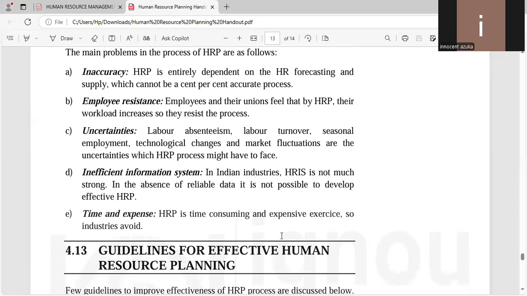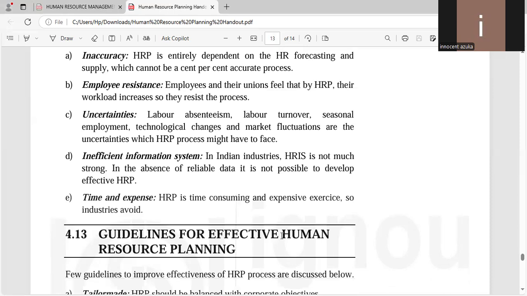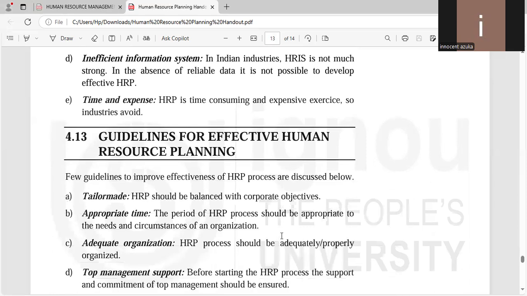Another problem is an inefficient information system. In Indian industry, for example, the human resource information system is not very strong. It is the absence of reliable data, so it is not possible to develop effective plans. For here in Nigeria, it is very, very possible. Then time and expense: human resource planning is a time-consuming and expensive exercise, so industries avoid it.